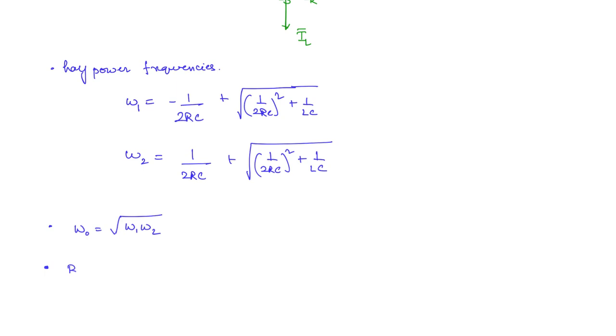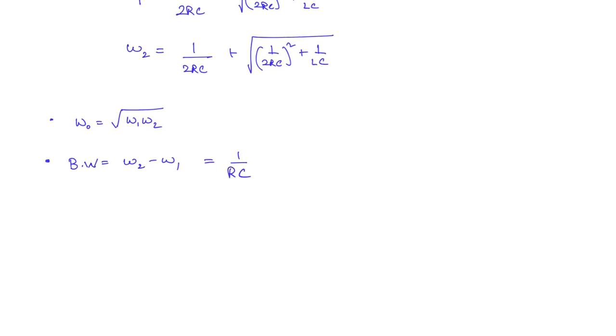What about the bandwidth? Bandwidth is simply omega 2 minus omega 1. You are going to get 1 by RC. And finally, the quality factor. We know that the quality factor is 2 pi times the maximum energy stored in the circuit. Here we can take the energy stored in either the inductor or the capacitor, because these are the energy storage elements. But what will we take? The energy stored in the capacitor, because the voltage can be cancelled out. This is a parallel circuit, right? So half C Vm square. This is the peak energy stored.